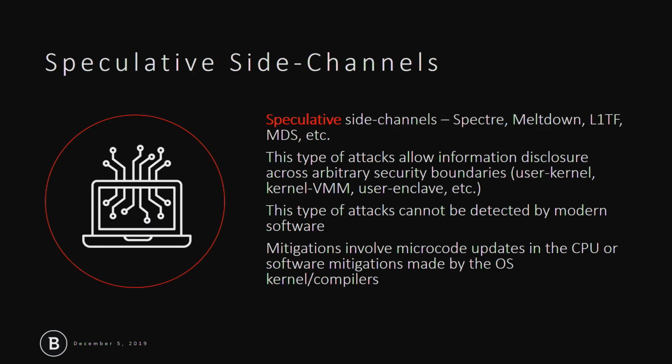In early 2018, a new class of side channels, speculative side channels, emerged, such as Spectre, Meltdown, L1TF, and so on. They allow information disclosure across arbitrary security boundaries and cannot be detected by modern software. Mitigations for these attacks involve microcode updates in the CPU or software mitigations made by the operating system kernels or compilers. We'll touch a bit on Spectre and Meltdown as they are directly related to our attack.